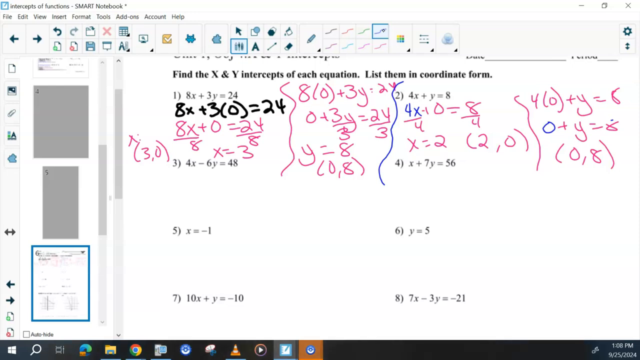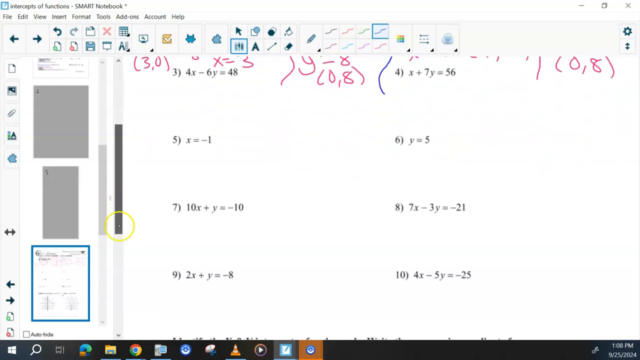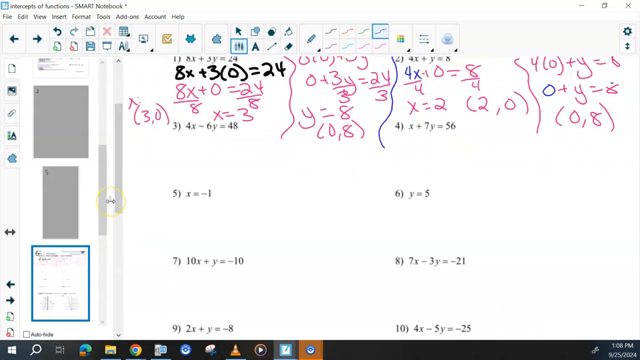Look at the rest of this page, 3 through 10. Are there any of those we want to see, do, go over, have questions about? Numbers. Okay, we're going to do 5 and 6 actually. Any others?